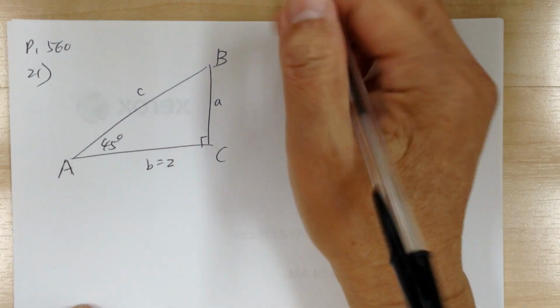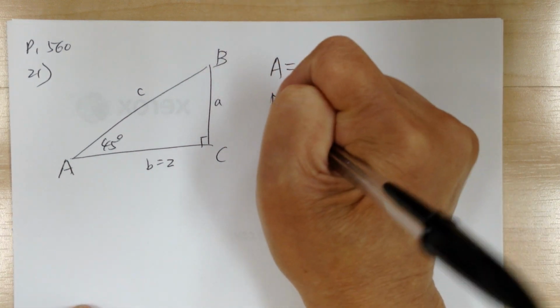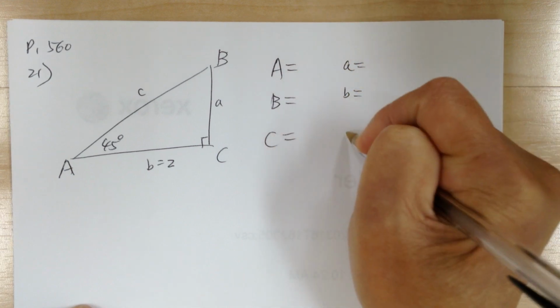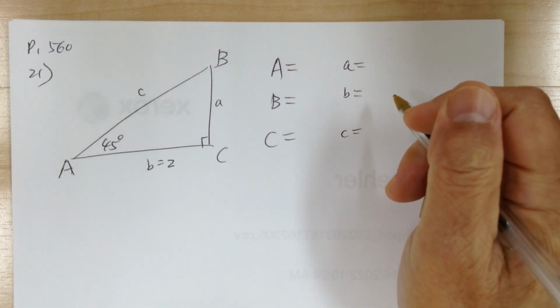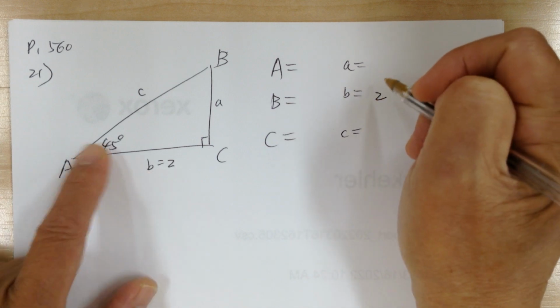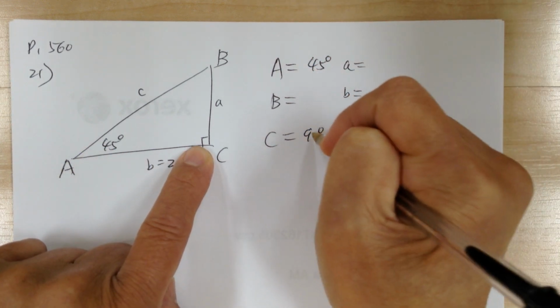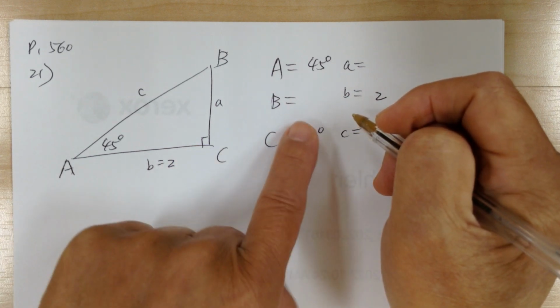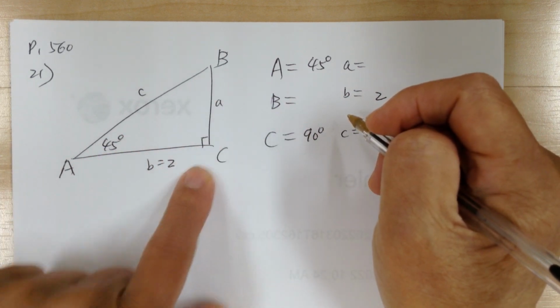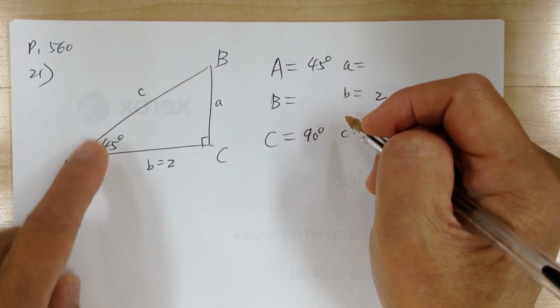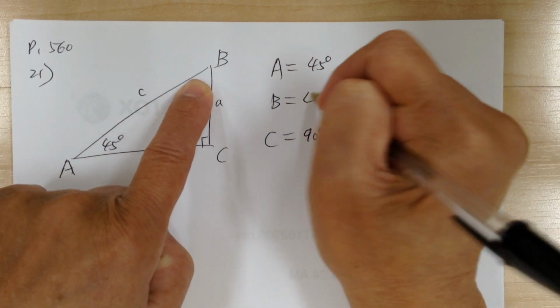So the way to do this is just go and do your A, B, C. Those are angles and small a, b, c are sides. So basically you want to find everything. B is given, so it's 2. A is 45 degrees. C is 90 degrees. Then you use the fact that the 3 angles have to add up to 180, right? So this has to be a complementary angle. So if this is 45, this has to be 45 degrees.